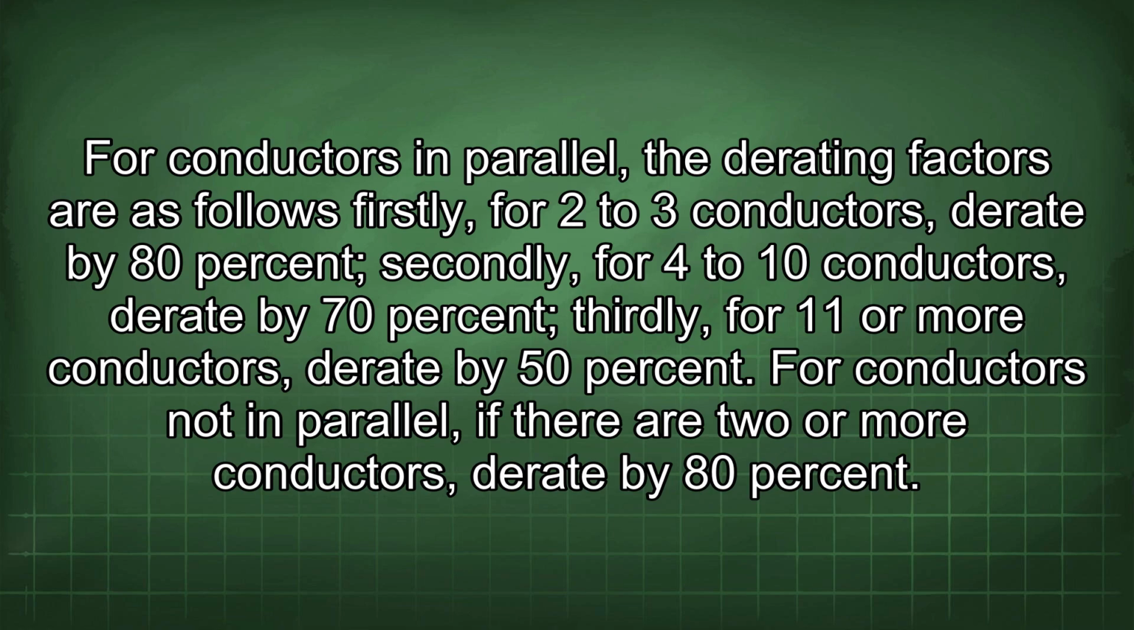Firstly, for 2 to 3 conductors, derate by 80%. Secondly, for 4 to 10 conductors, derate by 70%. Thirdly, for 11 or more conductors, derate by 50%. For conductors not in parallel, if there are 2 or more conductors, derate by 80%.